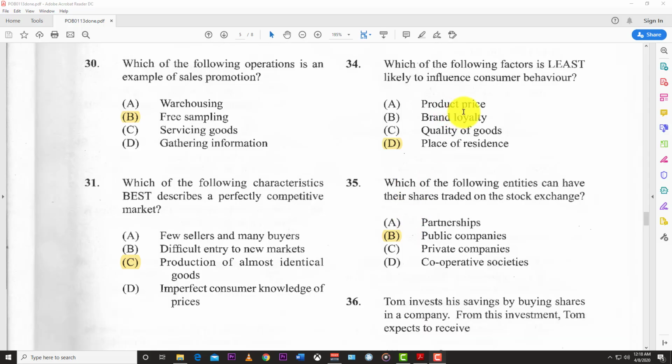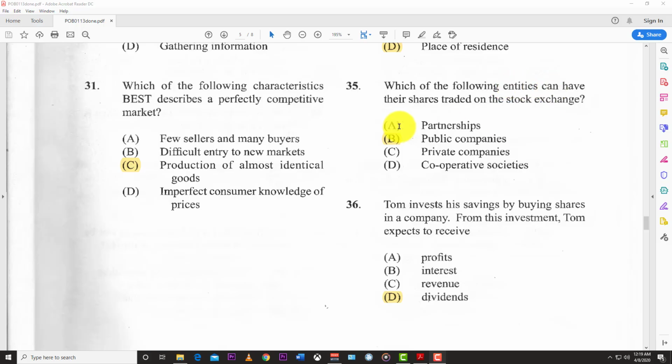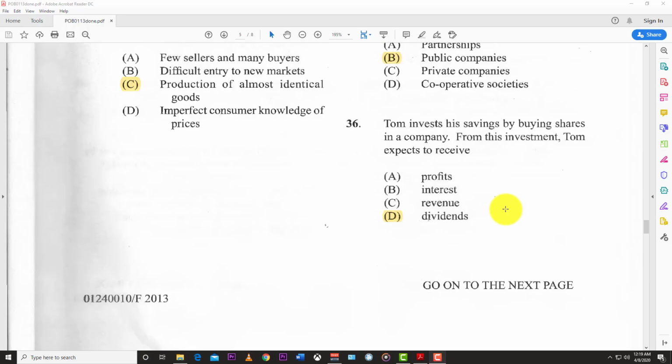34, which of the following factors is least likely to influence consumer behavior? And the best answer is D, place of residence. All the rest are factors that affect demand for products. 35, which of the following entities can have their shares traded on the stock exchange? Best answer here is B, public limited companies can trade their stocks on the stock exchange, not private, not partnership.